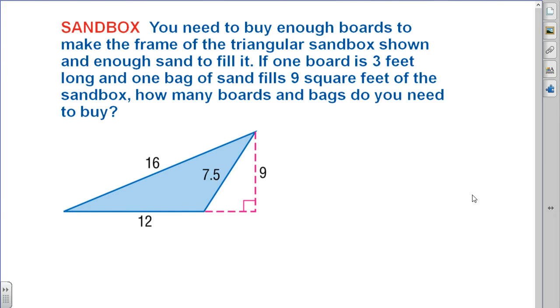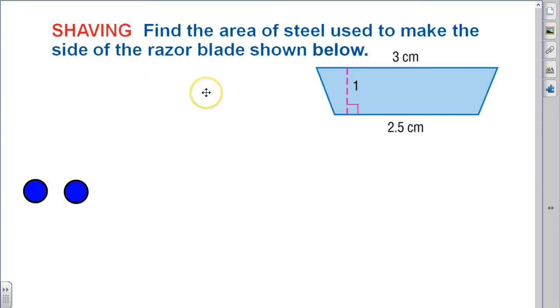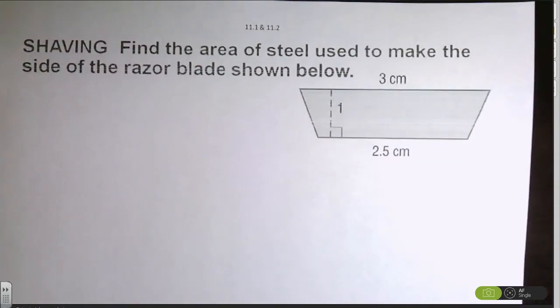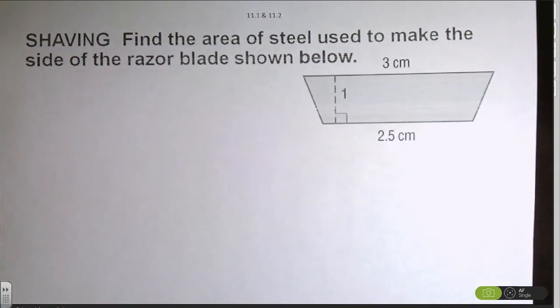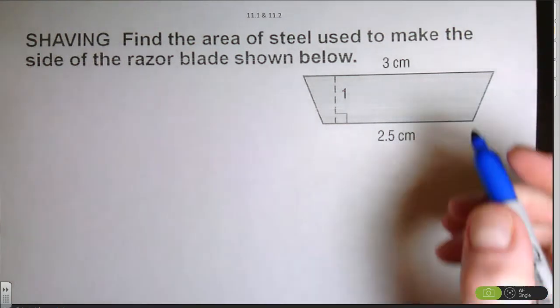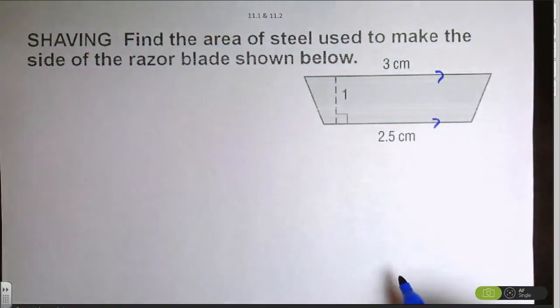All right, so now we're going to start jumping into our other shapes, the trapezoids and so forth. So find the area of the steel used to make the side of the razor blade shown. All right. Okay, look at this razor blade. We have to realize that this is a trapezoid. One, because it looks like it. We don't really have anything telling us this is parallel, but we'll assume it is.